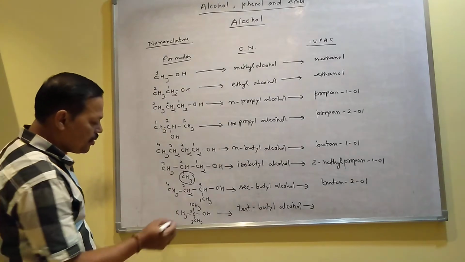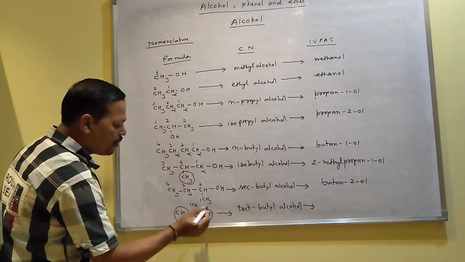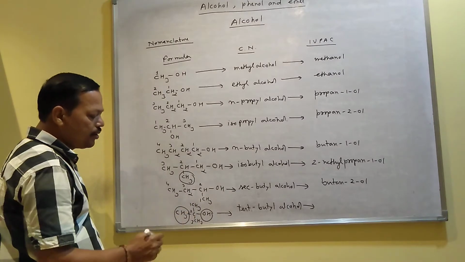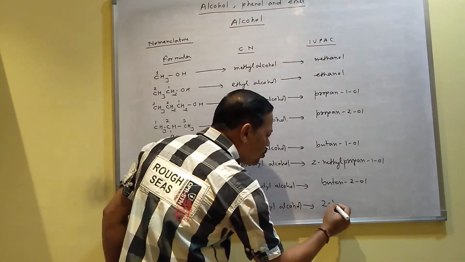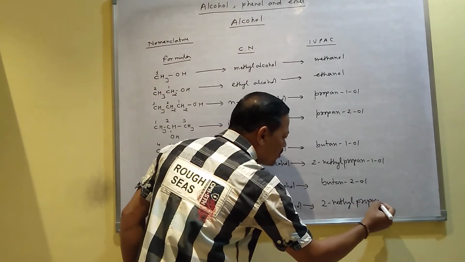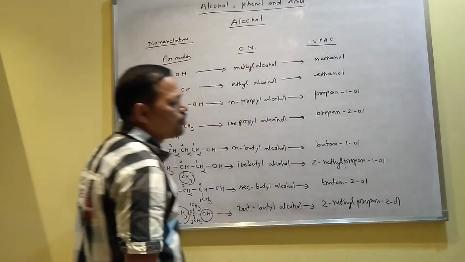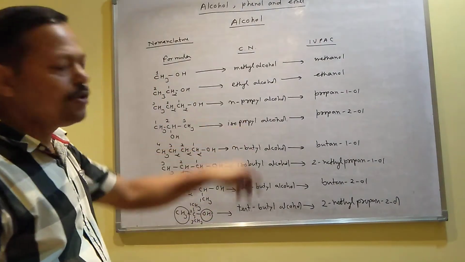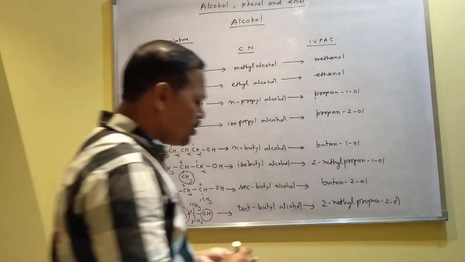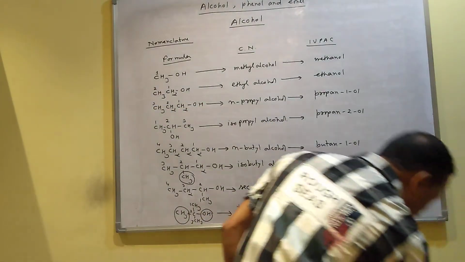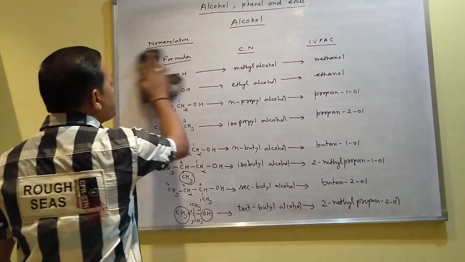And the last carbons, this one and this one, are outside of the numbering. In the numbering you have got 3, that's why propane. So it should be 2-methylpropane-2-ol. So this is the process of how to write the IUPAC name. So these are some examples. Now I'll give you some other examples.